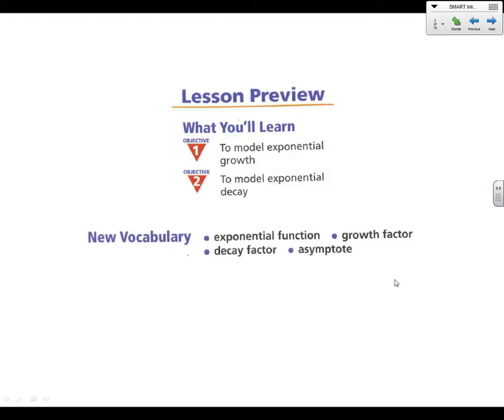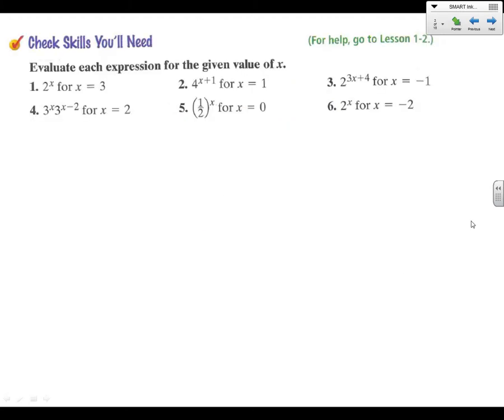So, lesson preview, what we're going to learn: we're going to model exponential growth, and then we're going to model exponential decay. So the vocab for the section: exponential function, growth factor, decay factor, and then asymptote. So we'll be on the lookout for those vocab phrases as we go through. But first things first, let's get our skills check going.